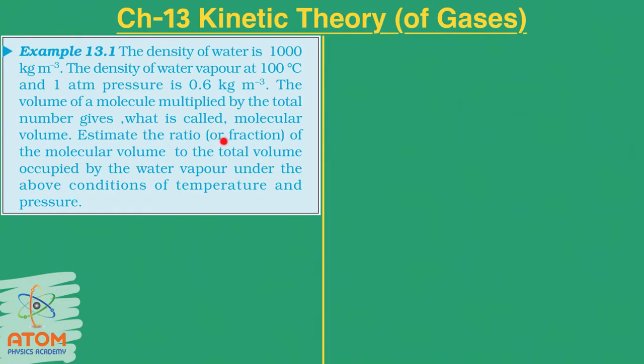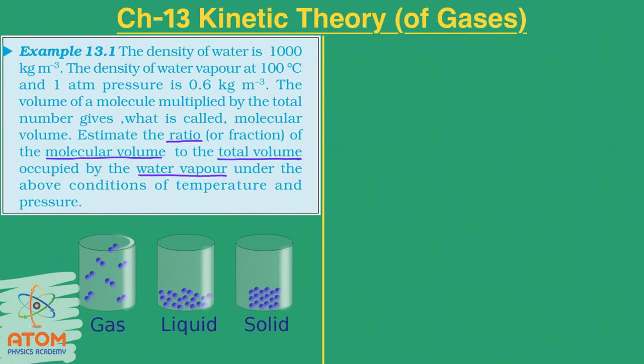Estimate the ratio or say fraction of the molecular volume and the total volume occupied by the water vapor under the above condition of the given temperature and pressure. So, what we need to find out is the ratio of molecular volume to the total volume of water vapor. Mind well, it is about water vapor. Alright. And what the given things are? The given things are the density of water and the density of vapor at 100 degrees Celsius temperature and 1 atmospheric pressure. Let us do this.